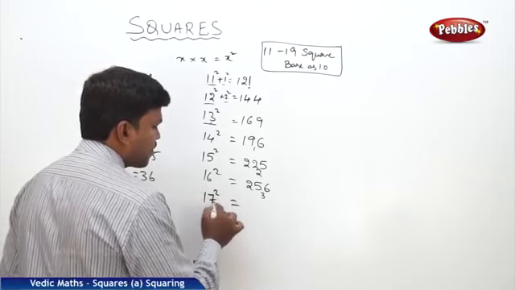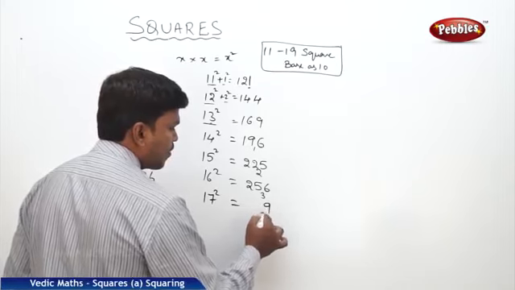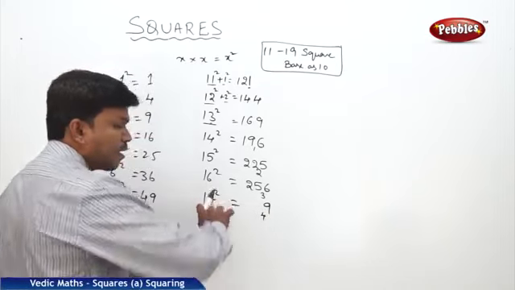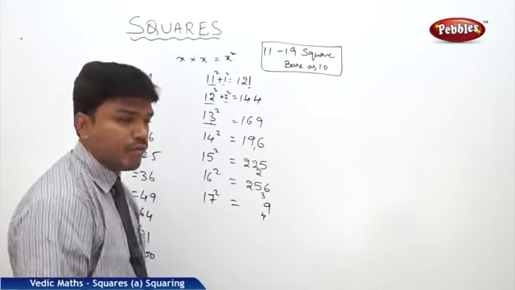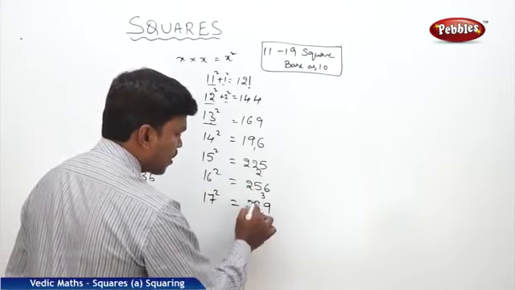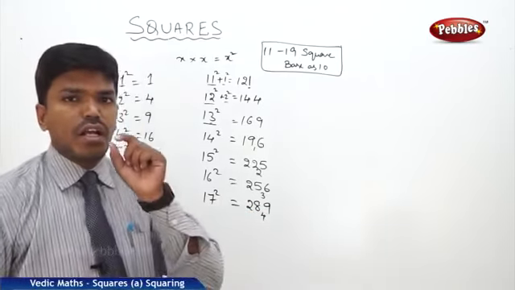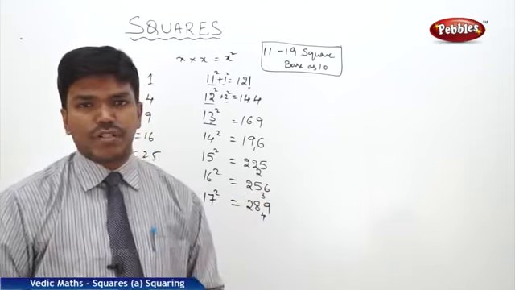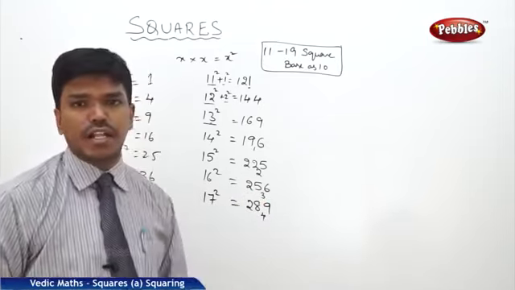17 square. 7 square, 49. So drop 9, carry 4. 17 excess number 7 when you compare with the 10. So 17 plus 7, 24. 24 plus 4, 28. So take a pass and you please try 18 square as well as 19 square. You just pause the video and try remaining 18 as well as 19.